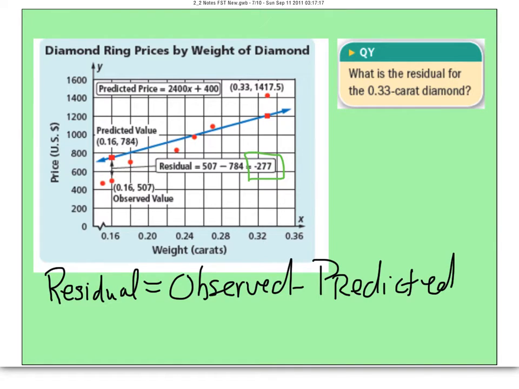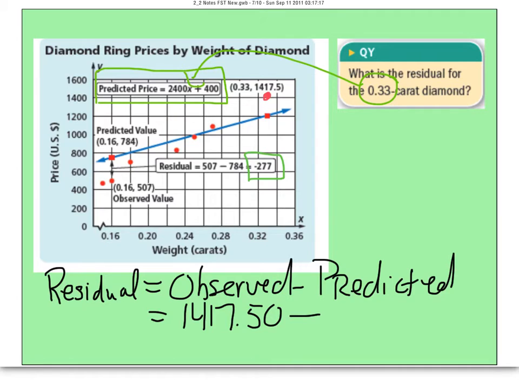Now let's do our own. What if for the carat weight of 0.33, what is the residual for that? Well, here is the ordered pair right here. It's this one here, and it's the ordered pair 0.33. We observed the value was $1,417.50, so I'm going to put that right here as the observation. And we're going to subtract from it the prediction. Well, we have to find the predicted value, so I have to use the equation that they came up with for their prediction. We're going to take the 0.33 and we're going to put it in for x.